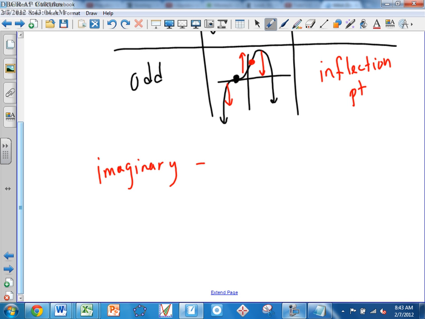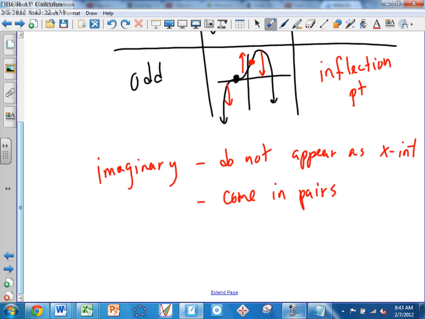So they do not appear as x-intercepts. Again, they don't show up on the graph. That's one thing. Next, they come in pairs. Thank you, Anthony. Very good. They come in pairs because of the quadratic formula. That's the reason: plus or minus.